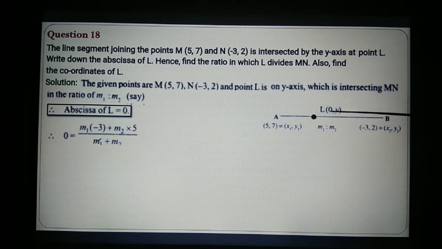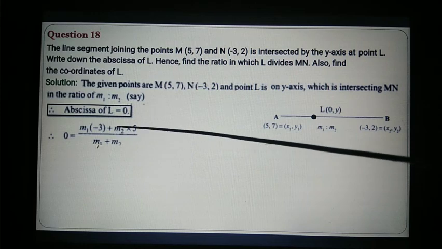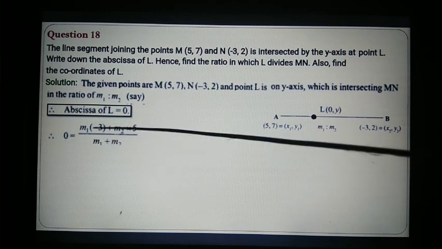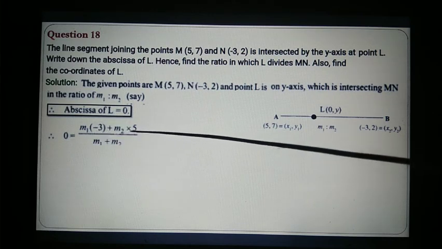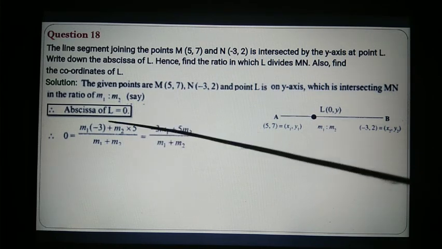So x will be equal to M1 into x2, that is minus 3 M1, into x2 plus M2 into x1, that is this one. Yes, so let me repeat once again. X, that is this one, is equal to M1 into x2 plus M2 into x1 divided by M1 plus M2. So when you simplify this, you will get this much.